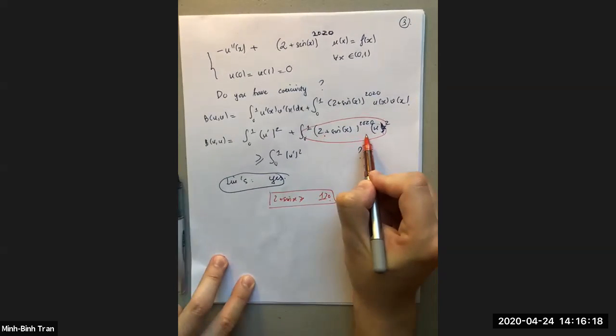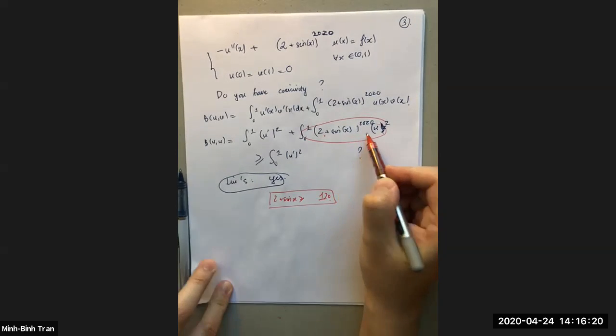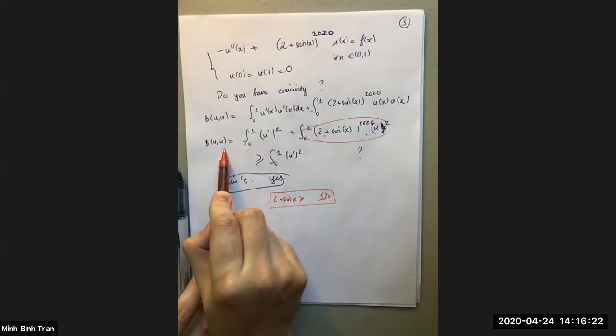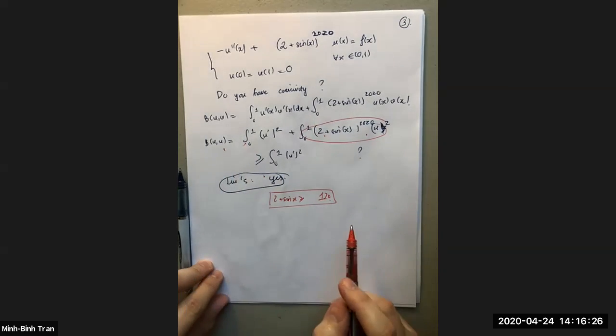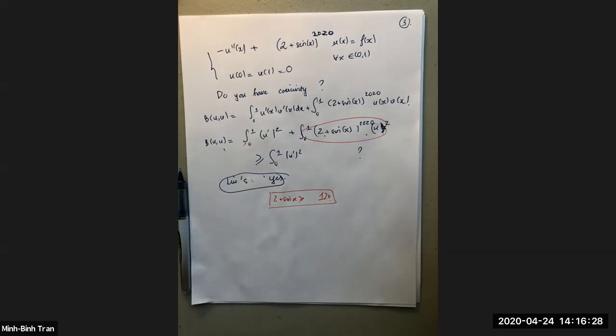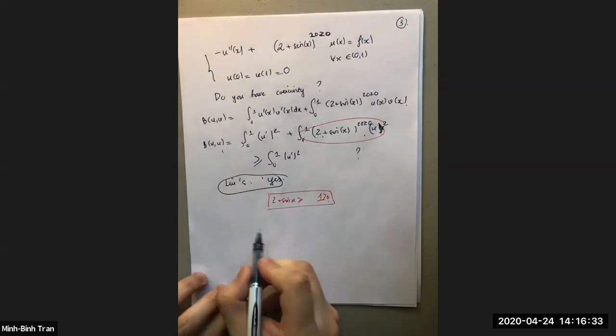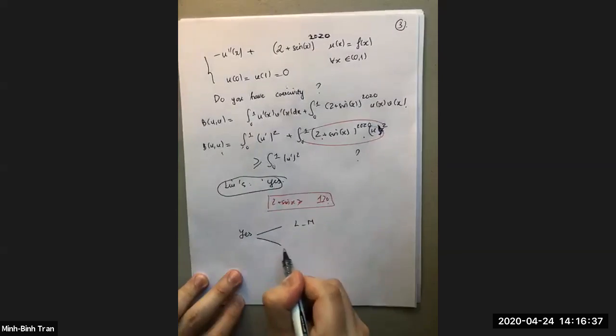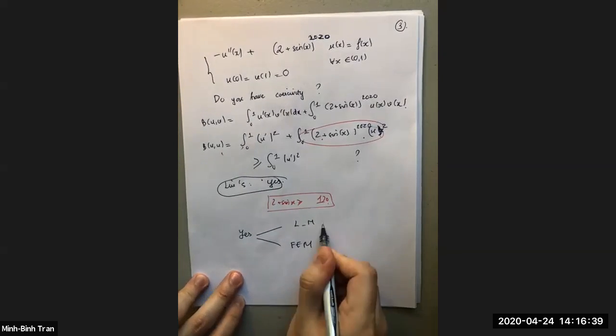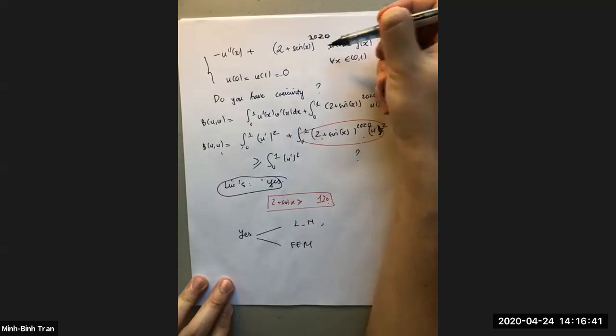So this term is completely positive, which means that b(u,u) is going to be bigger than the integral from 0 to 1 of u prime squared. In this case, you have coercivity, all right? So the answer is yes. We can do Lax-Milgram, and then we can do the finite element method. From Lax-Milgram, we know that this equation has a unique solution.